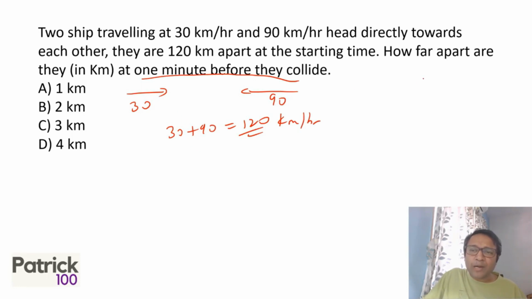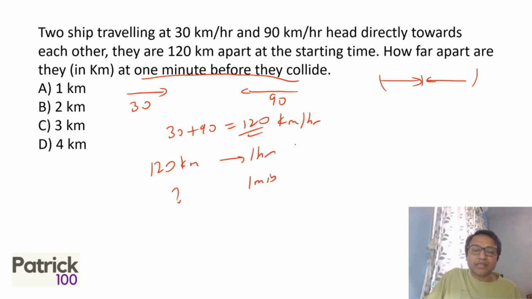So the distance 1 minute before they collide is equal to the distance they travel in 1 minute. If they travel 120 kilometers in 1 hour, how much will they travel in 1 minute? There are 60 minutes, so per minute they travel 2 kilometers. So in the last 1 minute they will travel 2 kilometers. Option B is the answer.